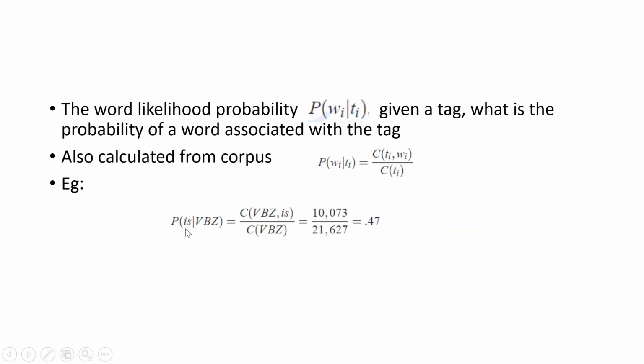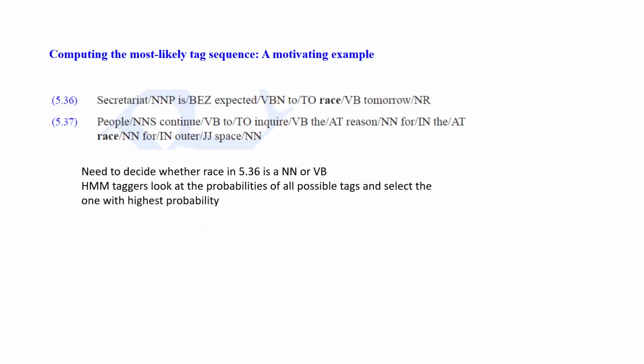So probability of is given VBZ is equal to, you find out from the data set the count of the number of times the verb in third person singular occurs in total in the whole data set, and the number of times you have this particular tag corresponding to the word is. So you calculate the counts and you find this. Okay, so this is how the probabilities are calculated. Now given an example like this, say we have a sentence like this, how do we find out?